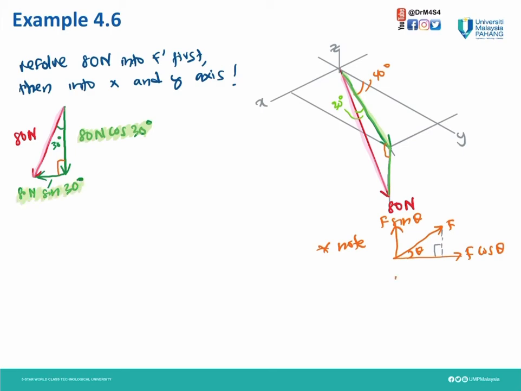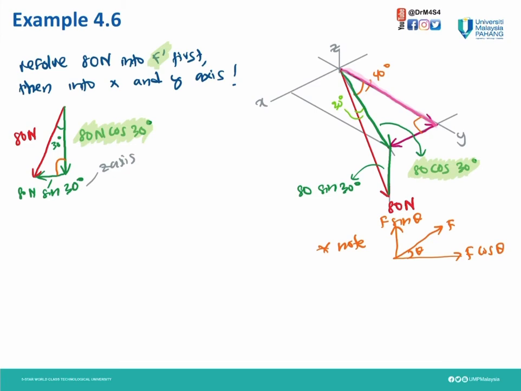So back to this basic view in here. This is our F prime, 80 cos 30, and this is our Fz, 80 sin 30. That is the z-axis. So that is Fz. Next, we're going to resolve F prime into y and x.